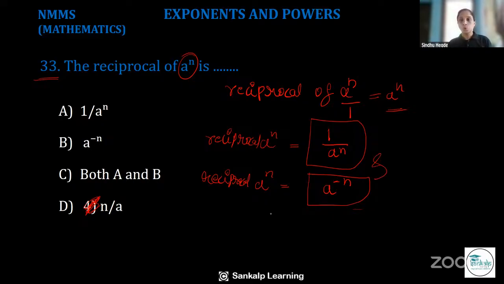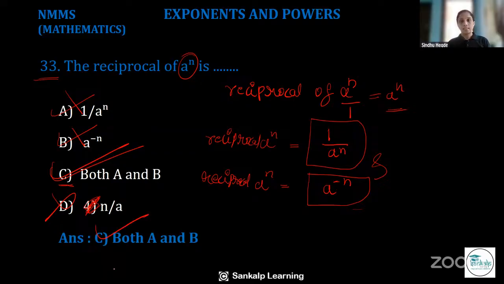So both are the same. Option A is 1 by a raised to n. Option B is a raised to minus n. Option C tells both A and B. So our answer is both A and B, because we can write the reciprocal of a raised to n as 1 by a raised to n and also a raised to minus n. Our answer is C, both A and B.